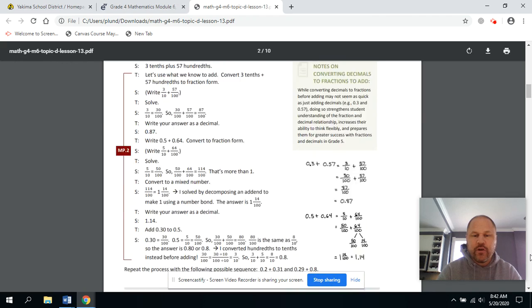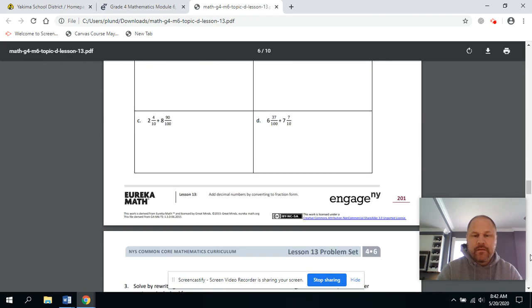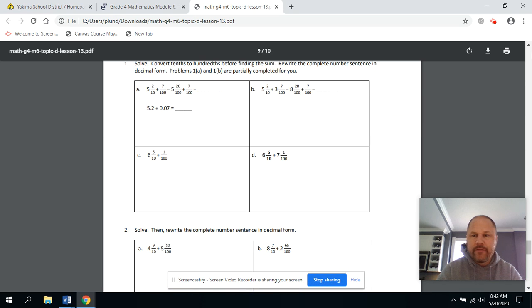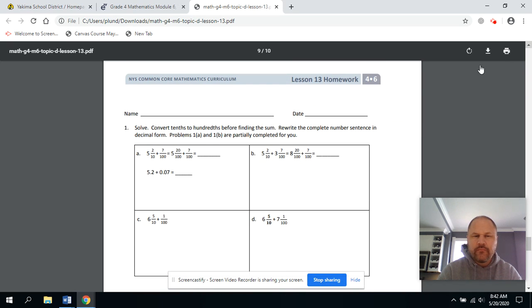We're going to go to the homework page. There it is. Okay. Solve. Convert tenths to hundredths before finding the sum. Rewrite the complete number sentence in decimal form. So these are partially completed for you.